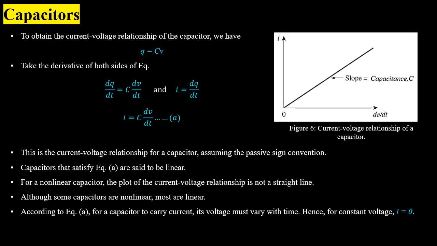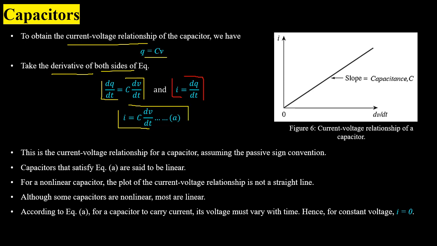Now we will find the current-voltage relation for a capacitor. As we know, the charge stored in a capacitor is the product of the capacitance and the voltage applied to the capacitor. Taking the derivative of both sides of this relation, the rate of change of charge will be equal to the capacitance multiplied by the rate of change of voltage. And we know that current is equal to the rate of change of charge. Substituting current for the rate of change of charge, we have the current-voltage relation for a capacitor. Here the positive sign convention is used.